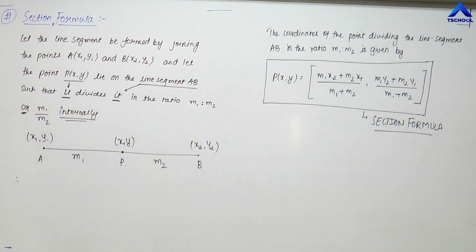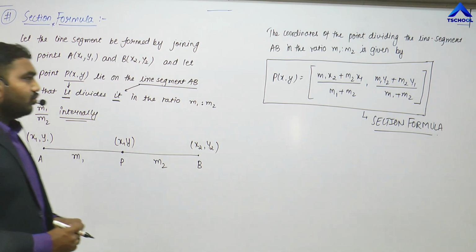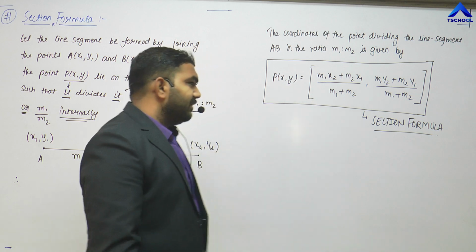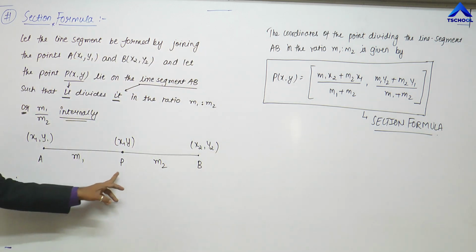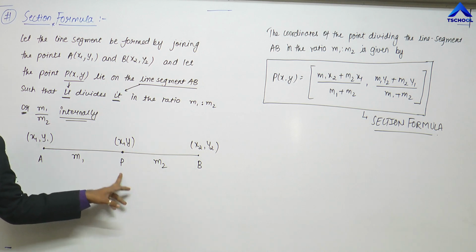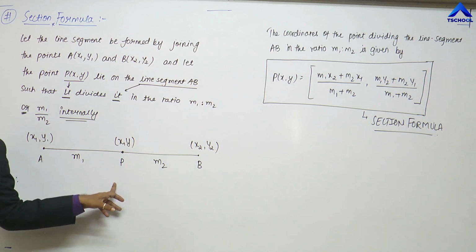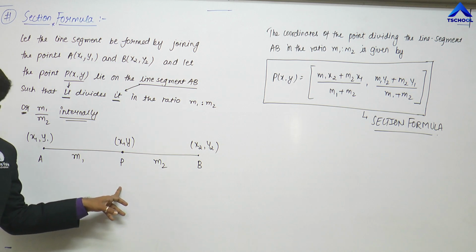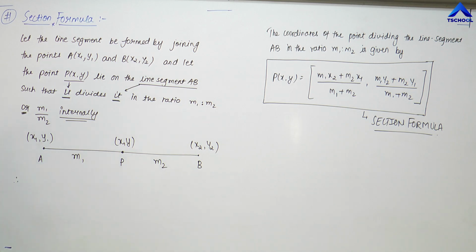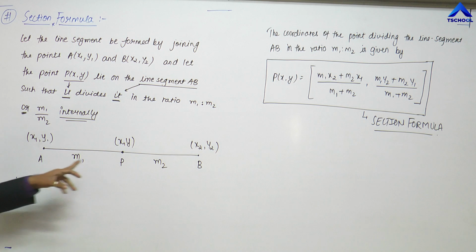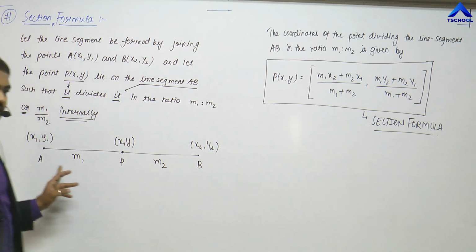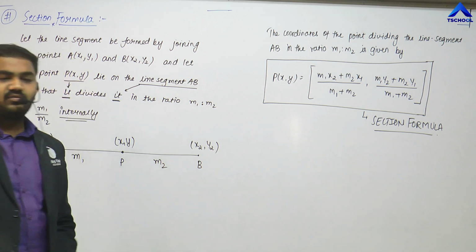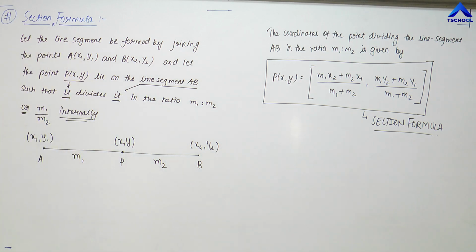You need to remember this, that the coordinates of the point dividing the line segment, which is the point dividing the line segment here, this point P(x, y), this is dividing. Who is dividing? That means this point P(x, y) is dividing. And what is it dividing? The line segment joining A and B. So the coordinates of A are (x1, y1) and coordinates of B are (x2, y2).